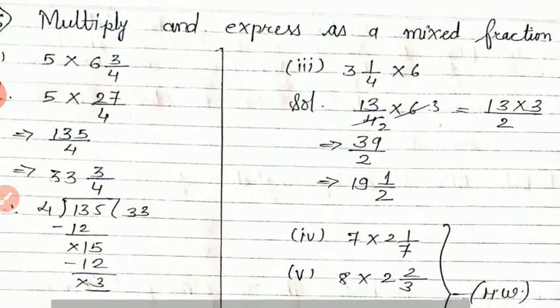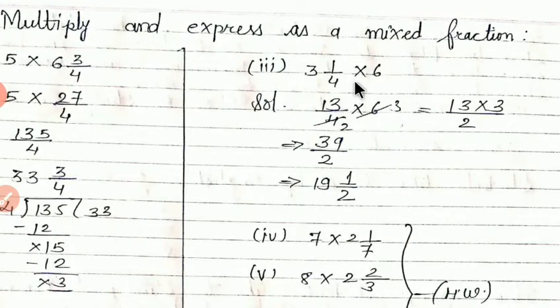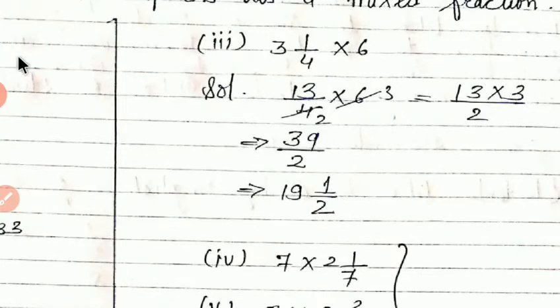Then third one, 3 1 by 4 into 6. So 4 3s are 12, 12 plus 1 is 13 by 4 into 6. You can see that 6 and 4 both are divisible by 2. So 2 2s are 4, 2 3s are 6. Then 13 into 3 upon 2. So 13 3s are 39 by 2. And then we will change into mixed fraction. So 2 19s are 38, 38 plus 1 is 39 by 2. So it is 19 1 by 2.